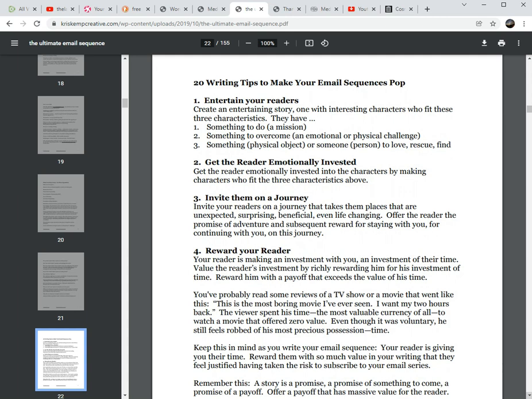Number 4, reward the reader. You want to reward the reader with a payoff that exceeds the value of his or her time in reading your emails.